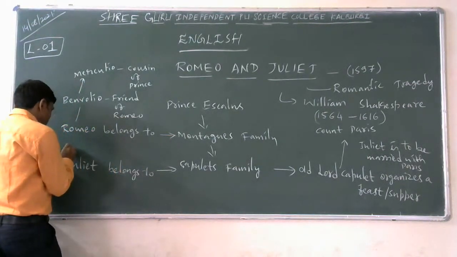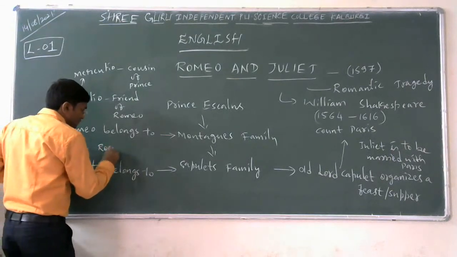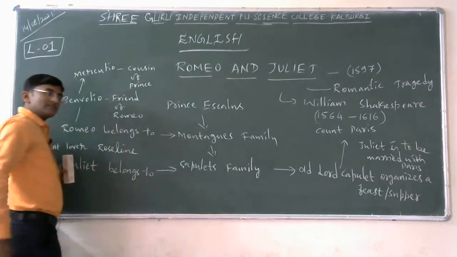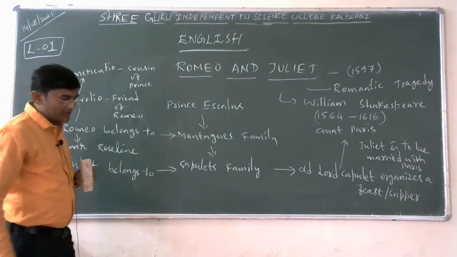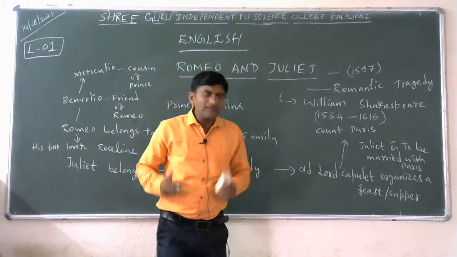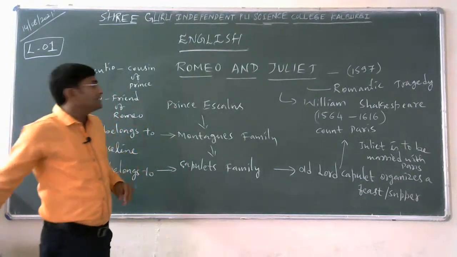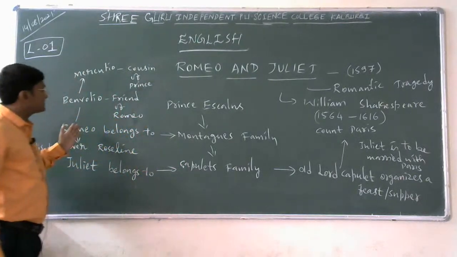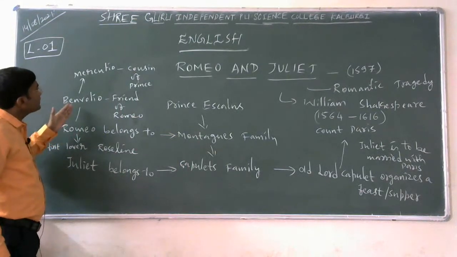His first lover, Rosaline. Whose first lover? Romeo's first lover is Rosaline. So he wanted to meet her. That was the only reason he wanted to attend, along with his friends, Benvolio and Mercutio.